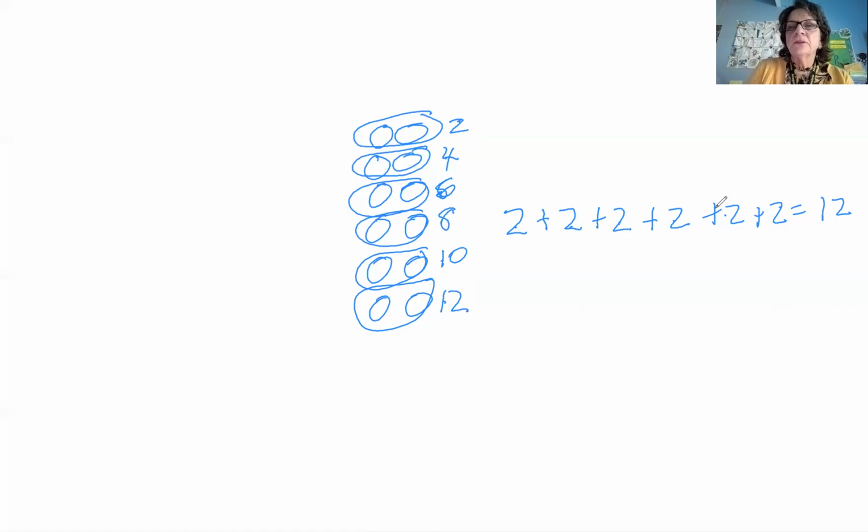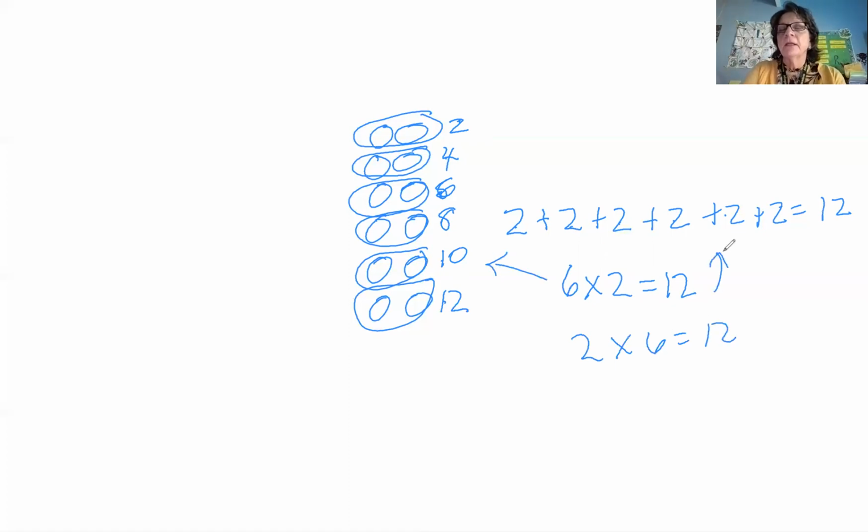Okay, we have 6 2s, so the multiplication equation you should have written is 6 times 2 equals 12. 6 2s equals 12. I'm skip counting by 2 6 times. Okay, again, I would accept 2 times 6 equals 12, but I think this one is a better representation of that particular picture and that repeated addition.